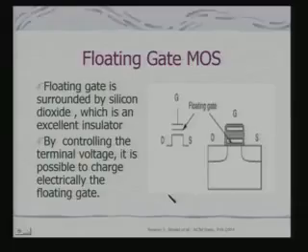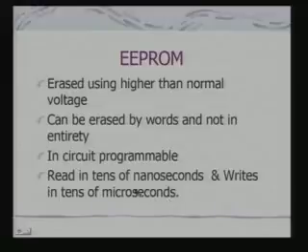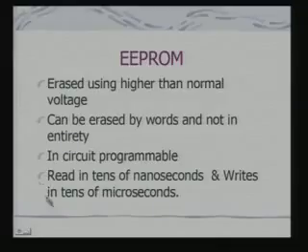What you can observe here is that a single bit requires the area of a single transistor, so the storage density for this kind of non-volatile memory will also be more than that of SRAM. Electrically erasable PROMs are erased using higher than normal voltage, because then you can force the charge to flow out and the cell can be rewritten. They can be erased by words and not in entirety. What does that mean? Not the entire memory area has to be cleared, but each word can be cleared. It is in-circuit programmable, and these are the typical times for EEPROM.